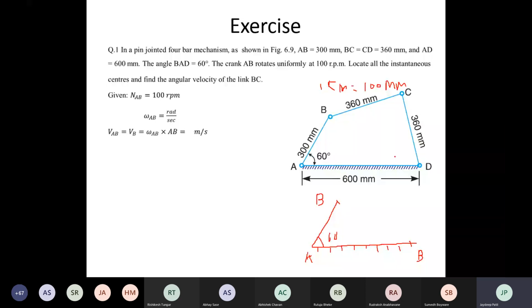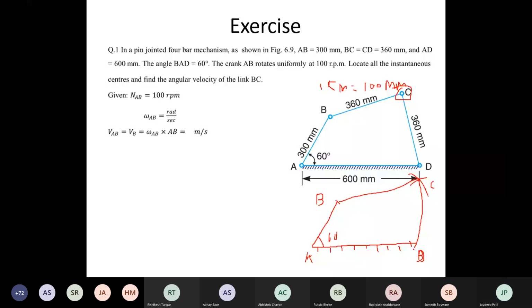Okay, now next, how can we locate this C point? C कैसे locate किया? By compass. By compass, correct. Now take B as a center, distance 360 mm in your compass, and draw an arc. Same, you have to take D as a center and distance 360 mm, means 3.6 centimeter, in your compass. Draw another arc. Okay, you will get the C point, and you have to join it. You will get this mechanism. Okay. Got it?